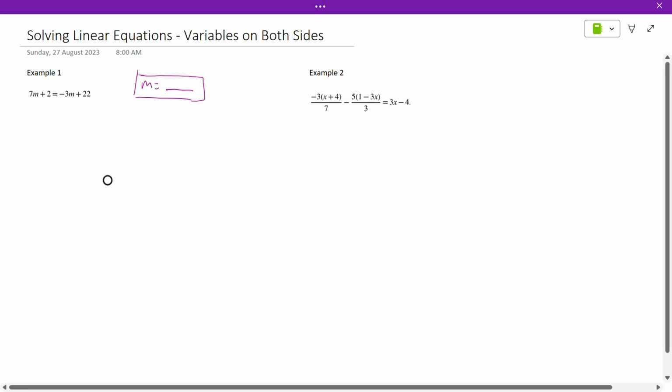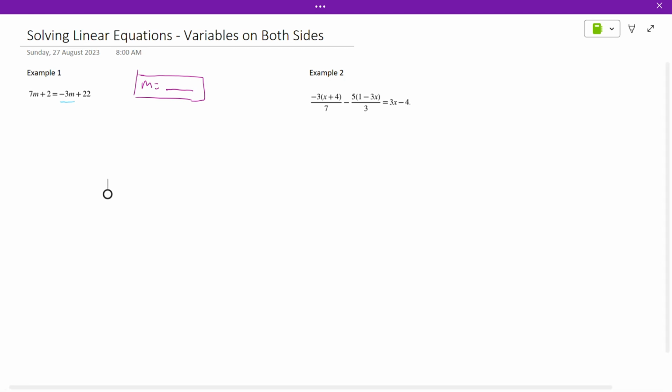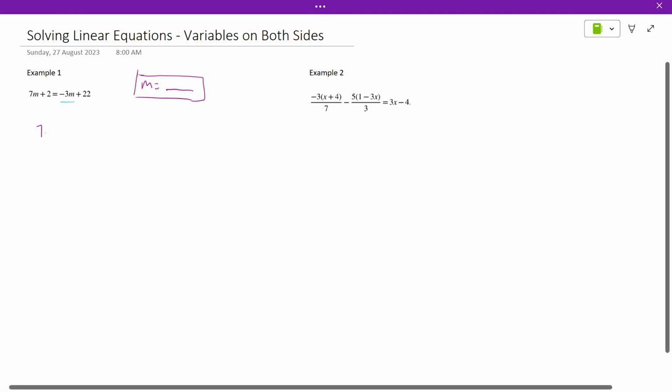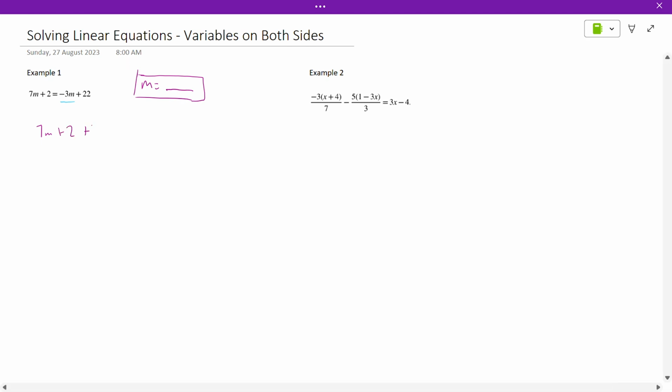So if I've got 7m plus 2 equals negative 3m plus 22, first step, let's look at this negative 3m here. Let's try and get that to the other side. If I've got a negative 3m and I want to bring it to the other side of the equation, I need to do the inverse of subtract 3, which is add 3m. So I'm going to have 7m plus 2 plus a 3m equals negative 3m plus 3m plus 22.